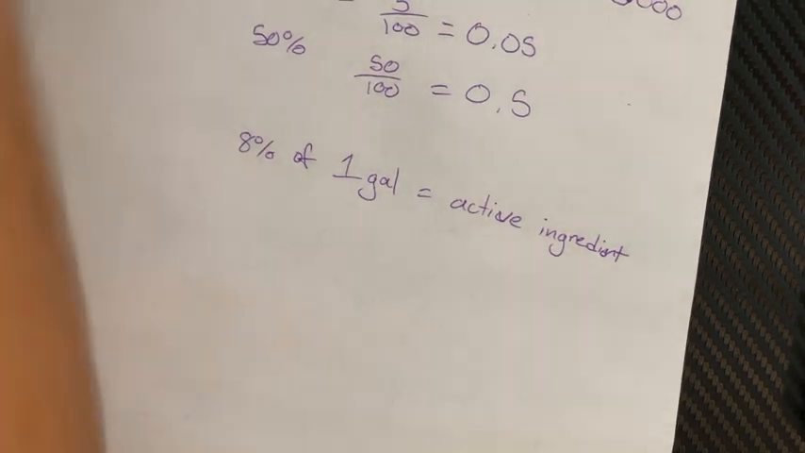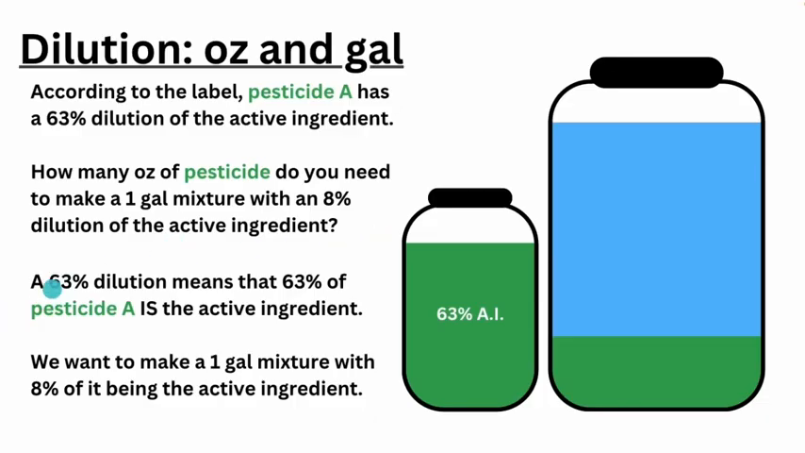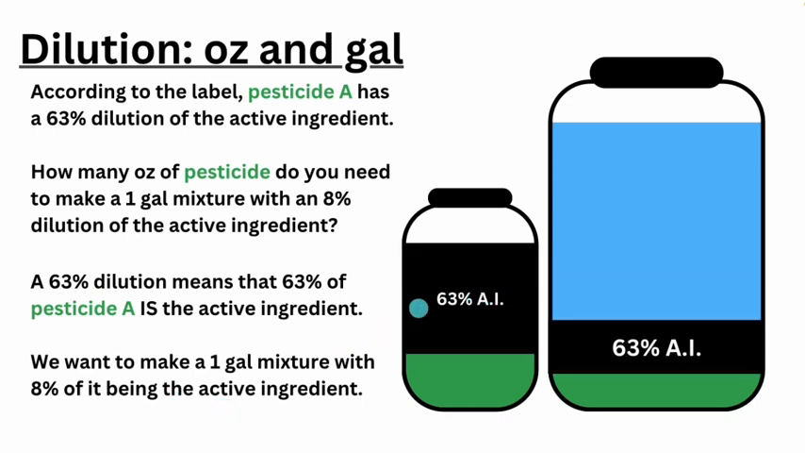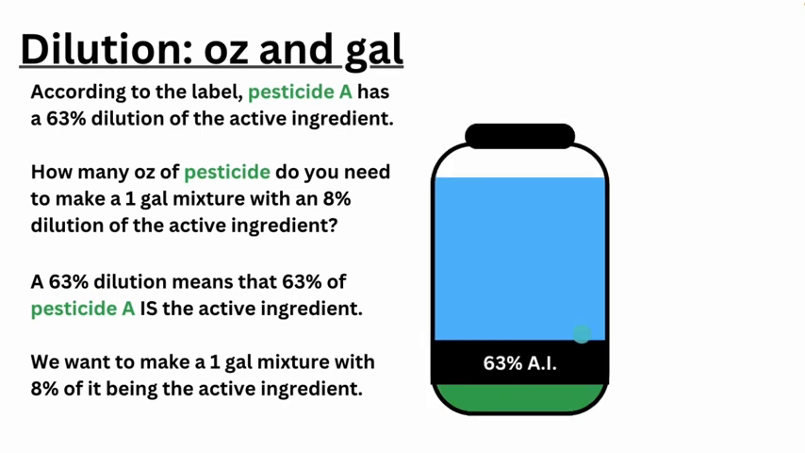Active ingredient, okay? And what this is asking is a 63% dilution means that 63% of pesticide A is the active ingredient. We want to make a 1 gallon mixture with 8% of it being the active ingredient, okay? So this might be confusing. If it's confusing, don't think about it. I'm just showing you 63% of it is the active ingredient. There's other stuff. We don't really care. We just want to know how much active ingredient, okay?